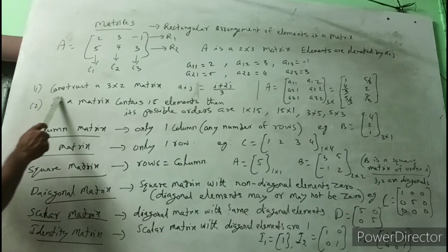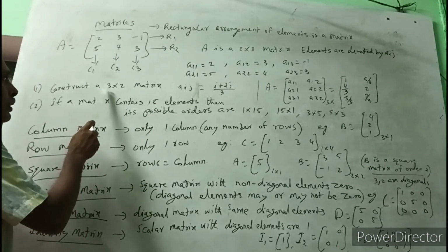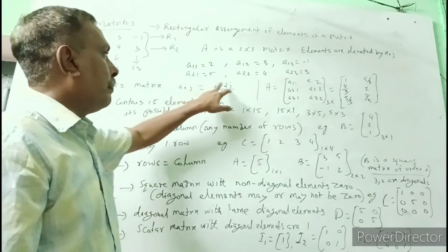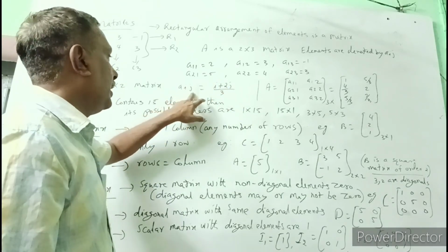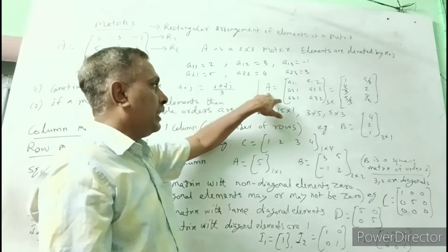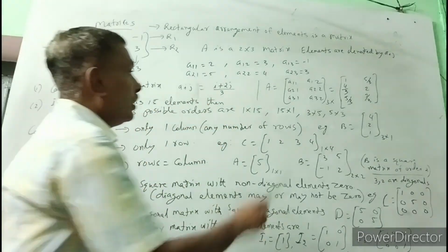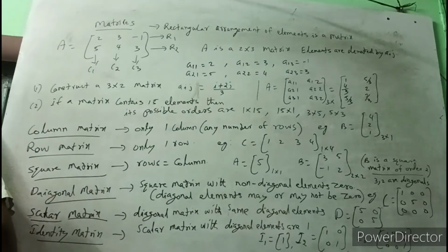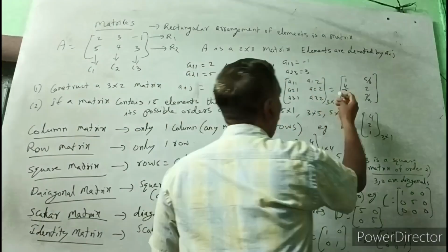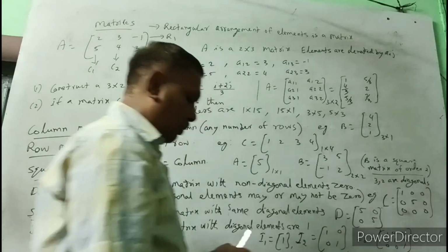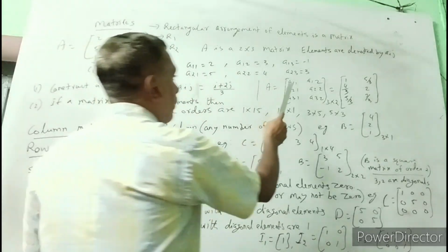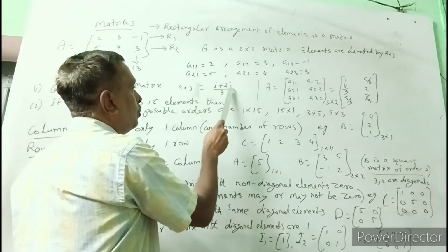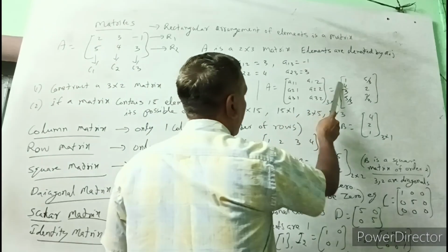Now a simple question: construct a 3 by 2 matrix, meaning there must be 3 rows and 2 columns, whose elements are Aij equal to (i plus 2j) by 3. i is the row and j is the column. So I made the matrix A with 3 rows and 2 columns, that is 3 by 2. When i is 1, j is 1: 1 plus 2 upon 3, 3 upon 3, that is 1.